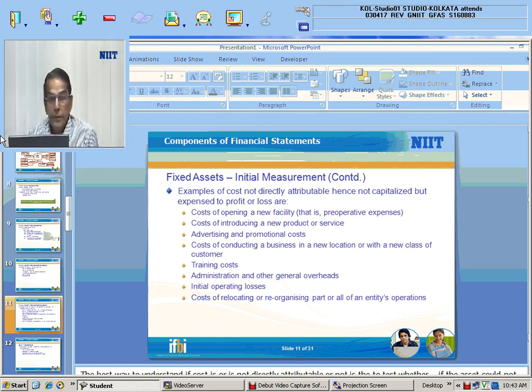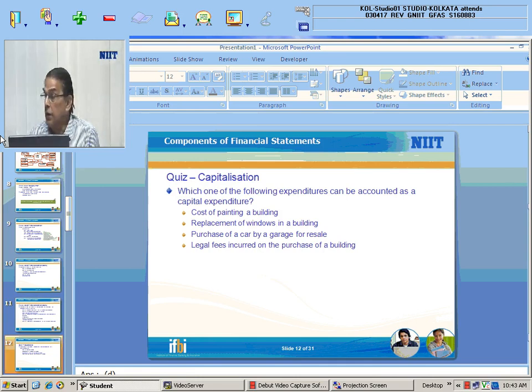So we look at a small quiz regarding capitalization. Capitalization basically means adding that cost to the initial measurement of the cost of the property, plant and equipment item. That is capitalization. Which one of the following expenditures can be accounted as a capital expenditure? Like cost of painting a building, replacement of windows in a building, purchase of a car by a garage for resale, and legal fees incurred on the purchase of a building.